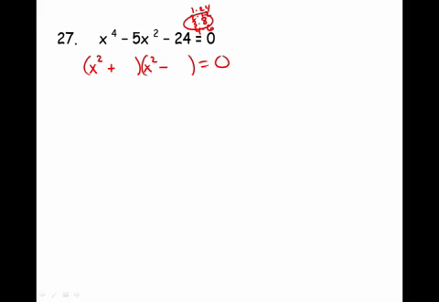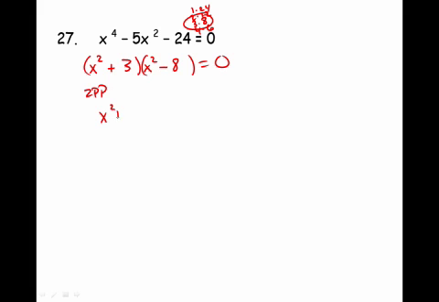Exactly, the 3 times 8. Do I want the 8 to be positive or negative? Negative. So x squared plus 3 times x squared minus 8 is going to give us the x to the fourth minus 5x squared minus 24.